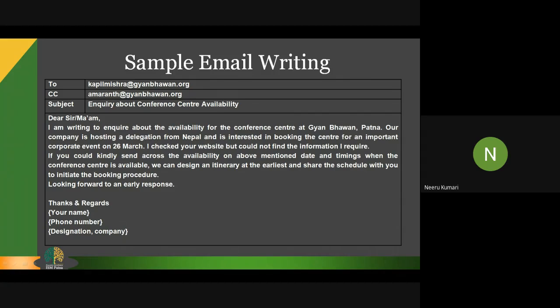You can see here, this is something which is called the To field. This email is written to Mr. Kapil Mishra, so if you are looking for a response, the response will come from Kapil Mishra. Amarnath is only a person who is receiving the information just for the sake of knowing. What is it about? It is an inquiry about the conference center availability. This is the way you're going to write the email.